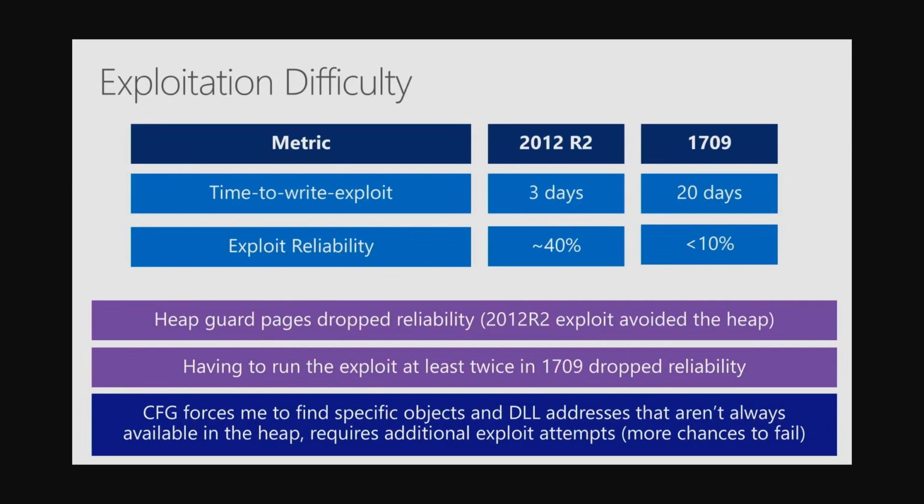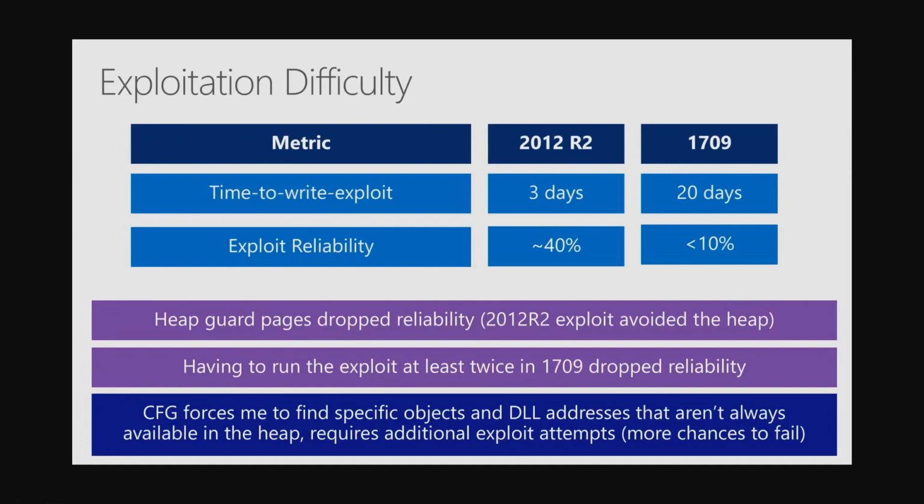Things that hurt reliability were, one, since I had to go into the heap, I couldn't corrupt the stack anymore. Sometimes I would run into guard pages, so that would cause me to crash. The other thing was that I now have to run the exploit at least 2 times because I have 2 payloads that need to execute. And every time I run the payload, or every time I try to go out of bounds, I might not find the heap I'm looking for, and I just crash. And so every time I have to do that, it just once again adds to the unreliability of the exploit.